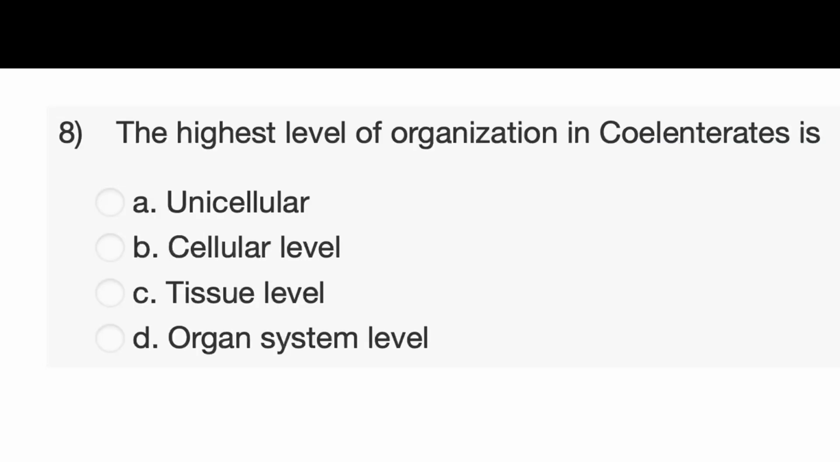Moving on to the next question, question number 8. The highest level of organization in scyphozoans is dash. What is the highest level of organization in a scyphozoan? Option A, unicellular. B, cellular level. Option C, tissue level. Option D, organ system level.